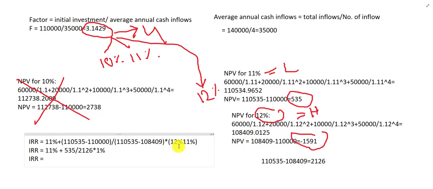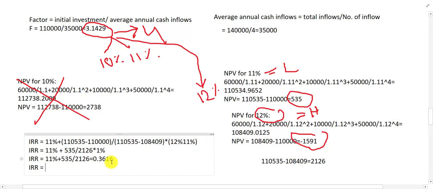IRR is equal to 11 percentage plus this one, 535 divided by 2126. If you multiply by 1, there is no problem, so we can multiply it, right? This is the case. Now IRR is equal to 11 percentage plus this value. You get some value. How much is the value? In this case you can find out: 11 percentage plus 0.3616 percentage, right? Press the equal sign, you get how many percentage? 11 point something like that.